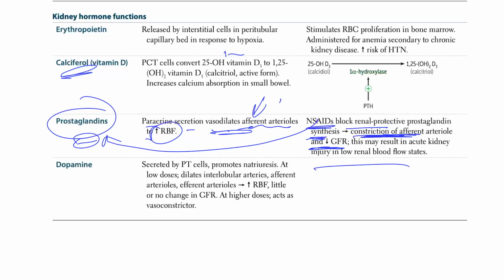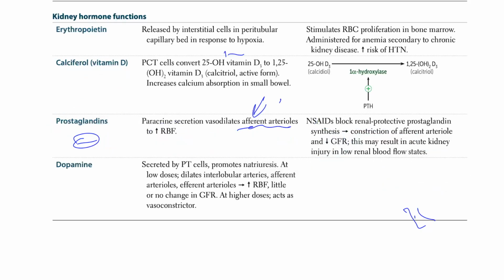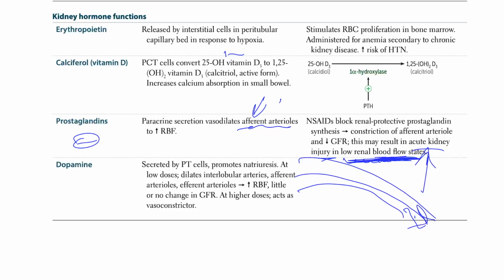When you constrict the afferent arteriole, which is going into the glomerulus, you have less blood flow. With less blood flow, you have less volume going into the filtration, causing less glomerular filtration rate. This may result in acute kidney injury in low renal blood flow states, because if the renal blood flow gets too low, you're causing AKI.